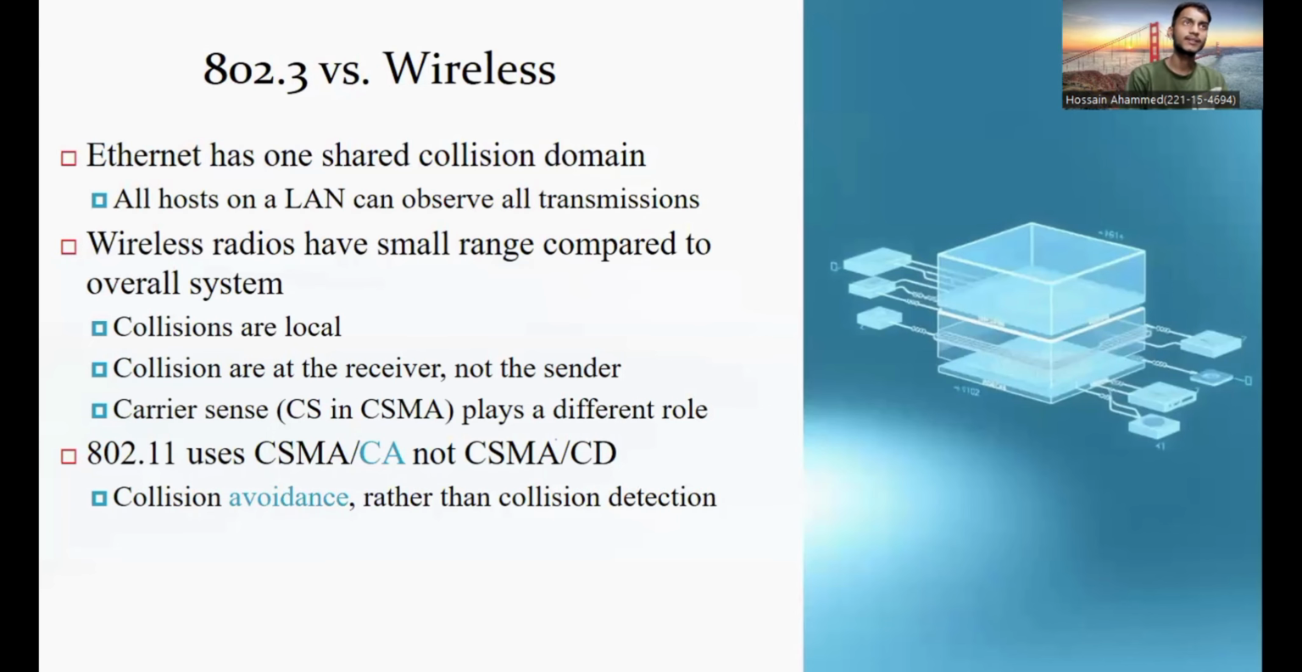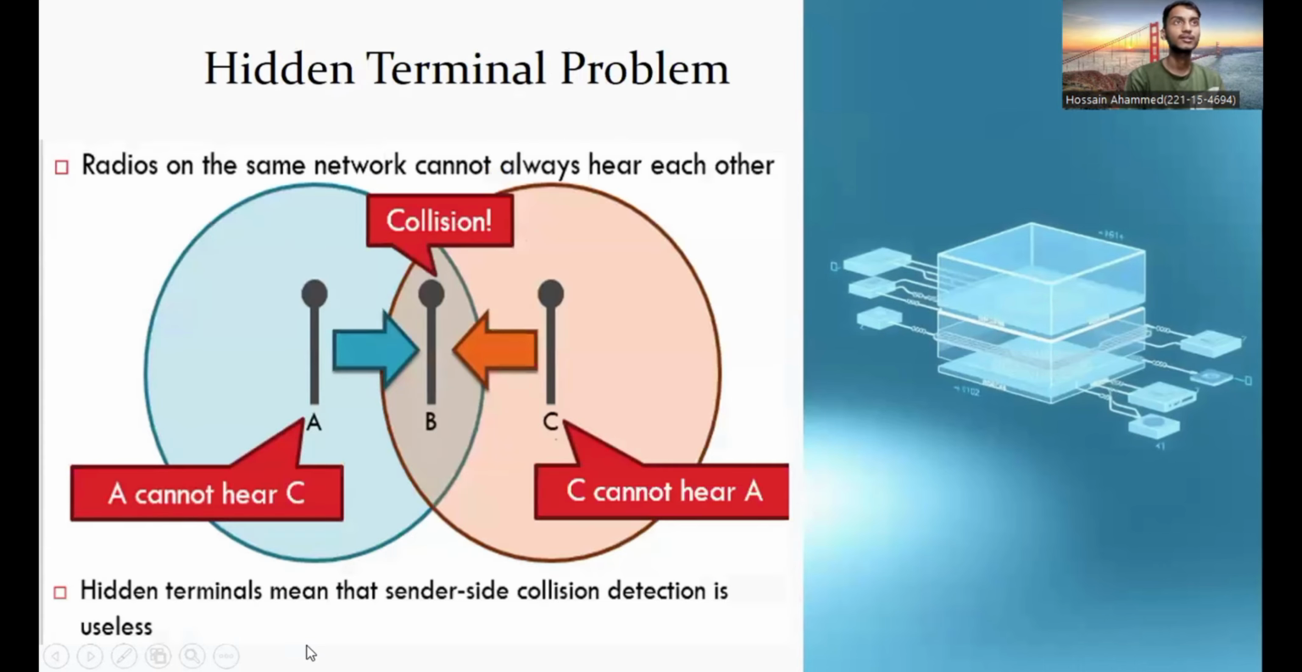Here I put the differences in compatibility between 802.3 and the wireless network. Ethernet has one shared collision domain, and 802.11 uses CSMA/CA. CA means CSMA versus CD: collision avoidance rather than collision detection.